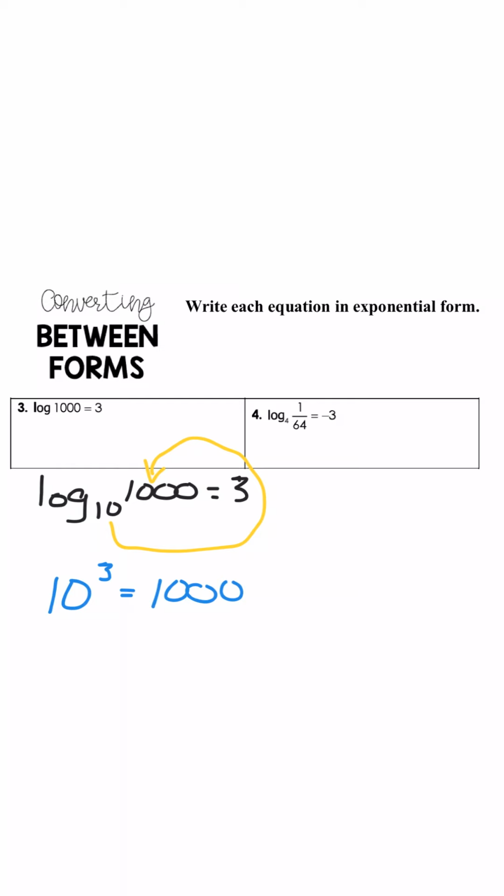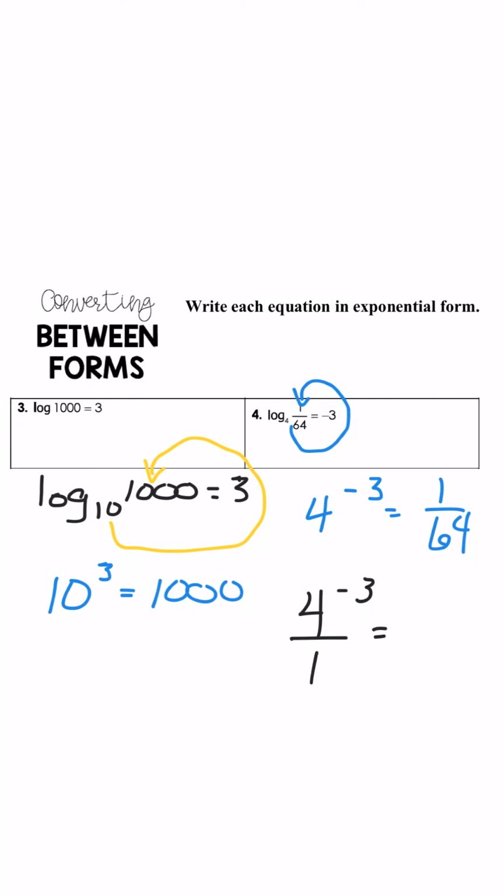This one is 4 to the negative 3 power equals 1 over 64. Now, one thing to remember, from the rules on exponents, is that anytime you have a negative exponent, it doesn't mean that the number is negative. It means that you're taking the inverse. So if we take 4 to the negative 3 power, and we put this over 1, and we take the inverse of that, it becomes 1 over 4 cubed, and in turn, that equals 1 over 64.